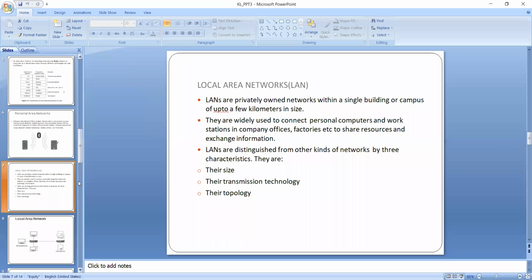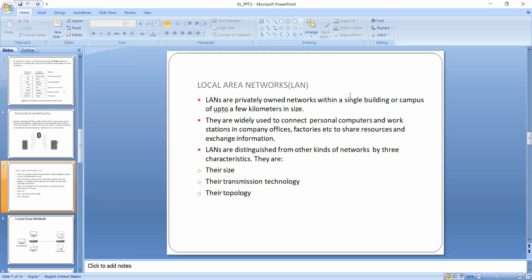Okay, next. LANs are distinguished from other types of networks by three characteristics. There are different types of networks: PAN, WAN, LAN, MAN. So how can we distinguish a LAN from other networks? We can distinguish by three characteristics. First one is their size, second, their transmission technology, and third, their topology. Coming to the first one, size, the size of a LAN is small.